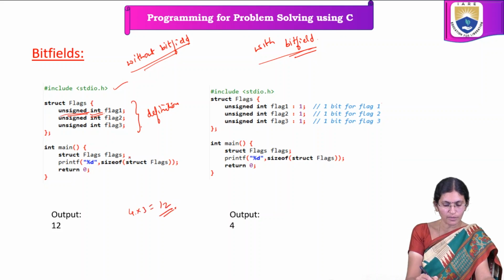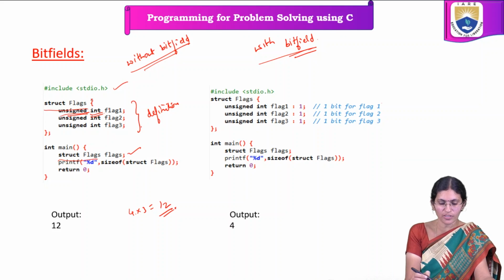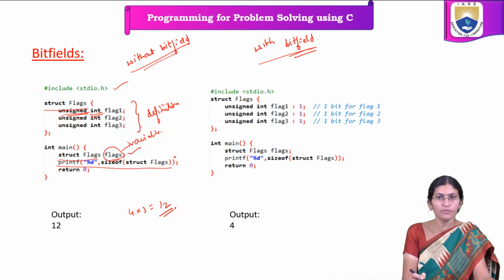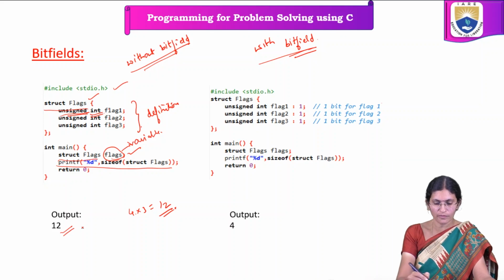Now in the main program, we have created a variable of type struct flags. This is the name of the structure, struct flags, and this is the variable name. When we try to print the size of the struct flags, we'll get the output as 12. So this is the output of this program, where we have not used the concept of bit field.